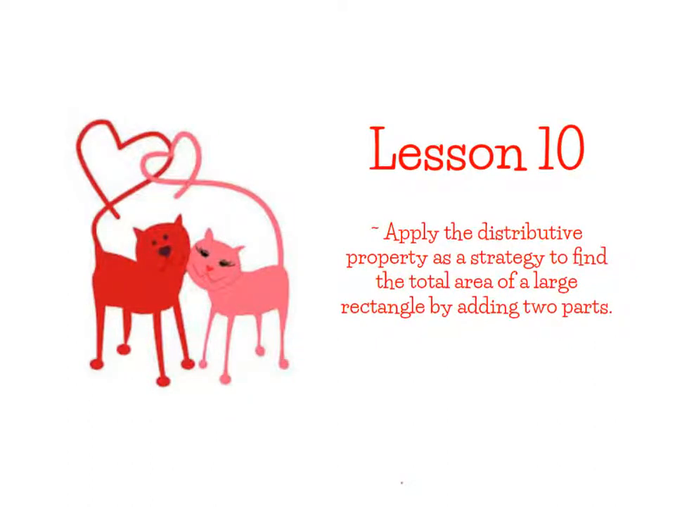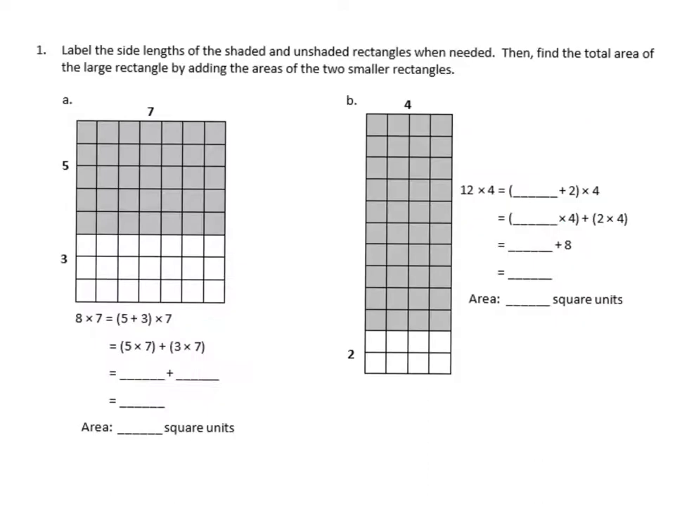For Lesson 10, we are going to apply the distributive property as a strategy to find the total area of a large rectangle by adding the two parts. So remember that the distributive property means that we can break apart into smaller pieces so that it's easier to work with, and it's numbers that are easier to multiply.